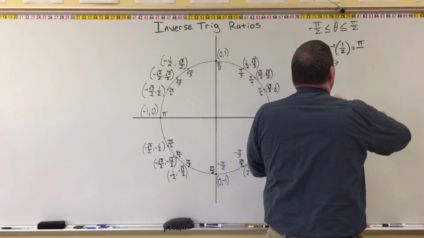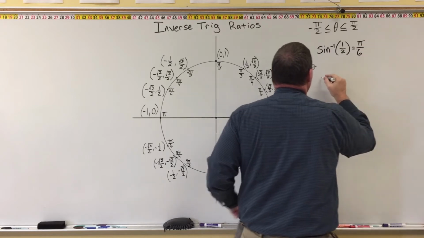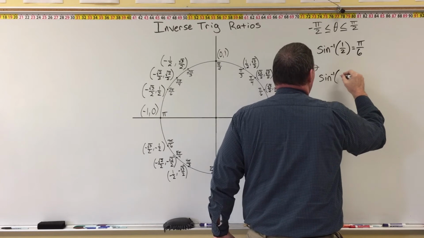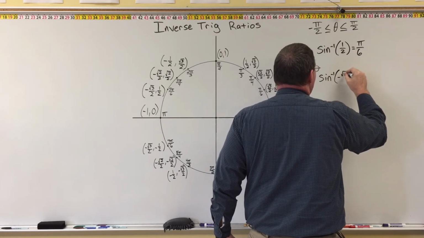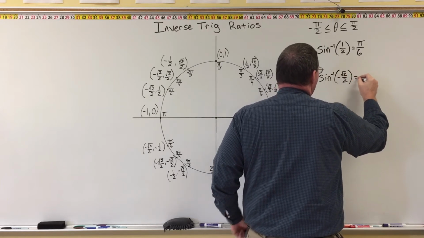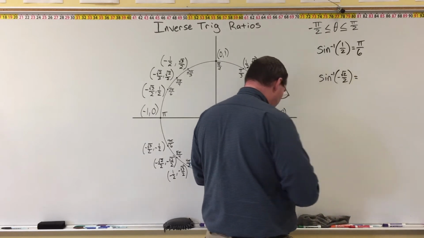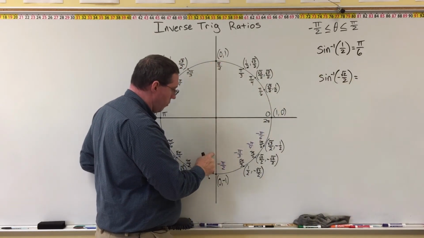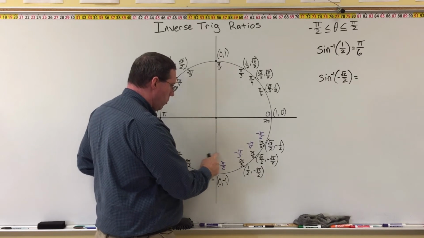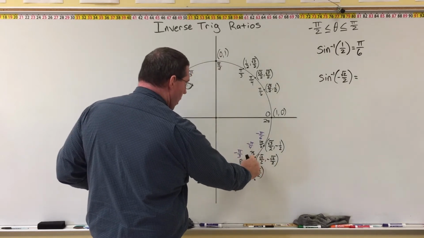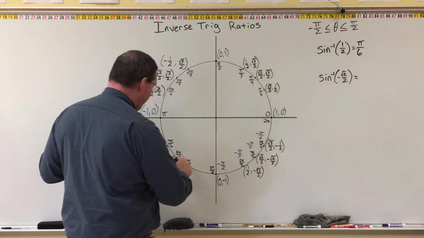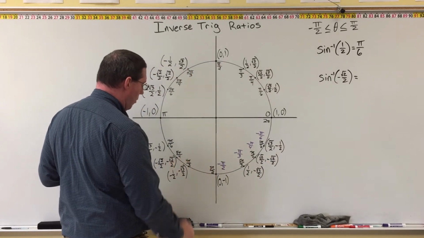Okay? And so now, what if I ask you, well then what is sine inverse of negative square root of 2 over 2? All right, well, where is negative square root of 2 over 2? Well, if we go along the y-axis, negative square root of 2 over 2 is right about here, right? Well, look, we have two sides here. 7 pi over 4 has negative square root of 2 over 2, and 5 pi over 4 also has negative square root of 2 over 2.